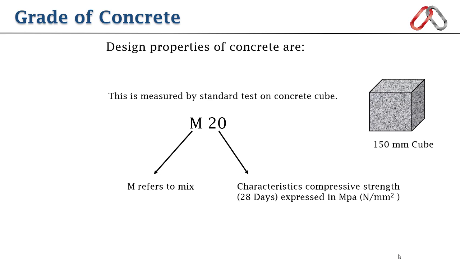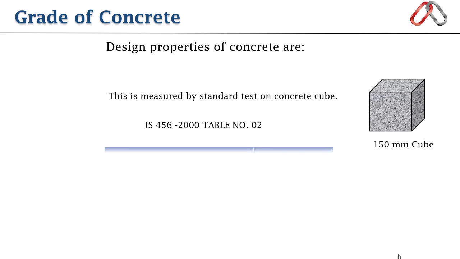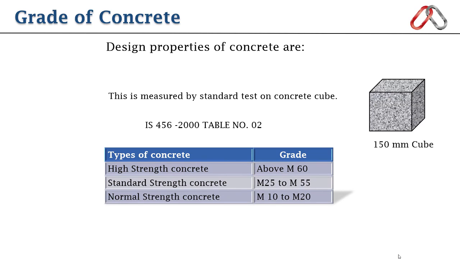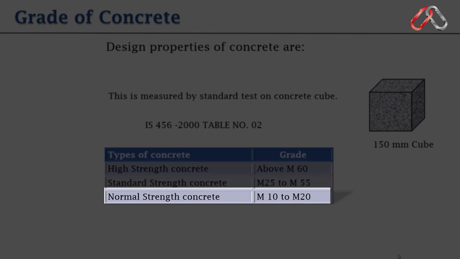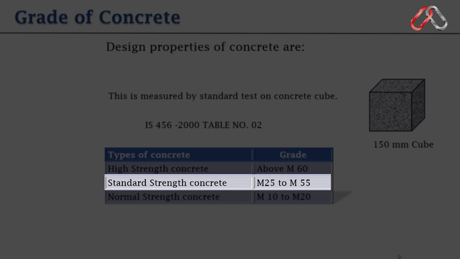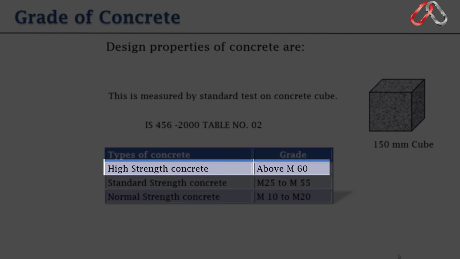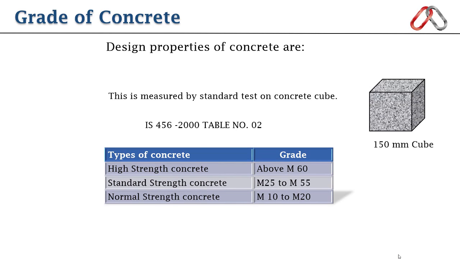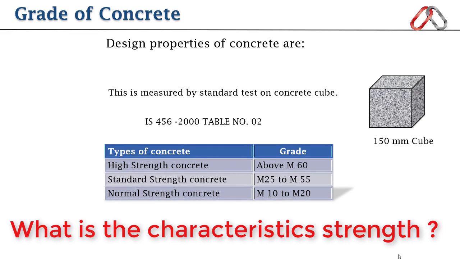On the basis of different grades of concrete, the Indian National Building Code IS 456 has described three parts: the high strength concrete, standard strength concrete and normal strength concrete. Grades of concrete between M10 to M20 are known as normal strength concrete, M25 to M55 standard strength concrete, and above M60 is known as high strength concrete. Now there will be a question in your mind: the numerical value represents the characteristic strength of concrete, then what is the characteristic strength of concrete?